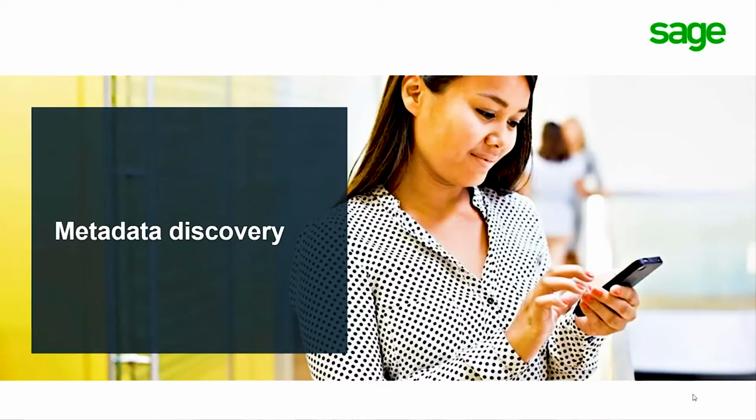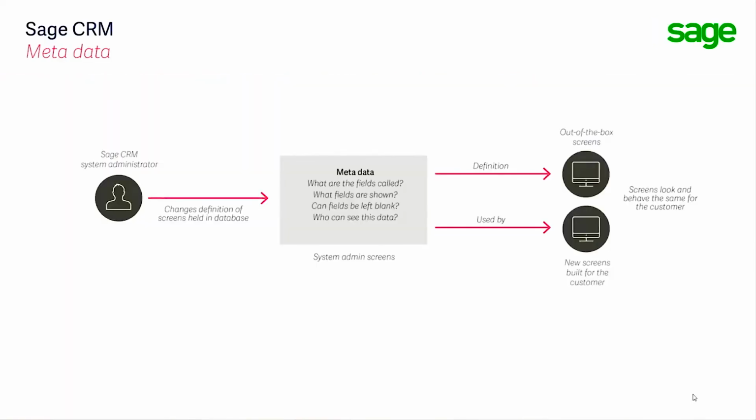Sage CRM is a metadata-driven application. It holds the definitions of its screens in tables within the database. The database tables detail which columns should be included in which lists or screens. The power of Sage CRM's metadata is very obvious to partners and customers who have created customizations for Sage CRM using its .NET API or classic ASP API. The metadata does the heavy lifting.